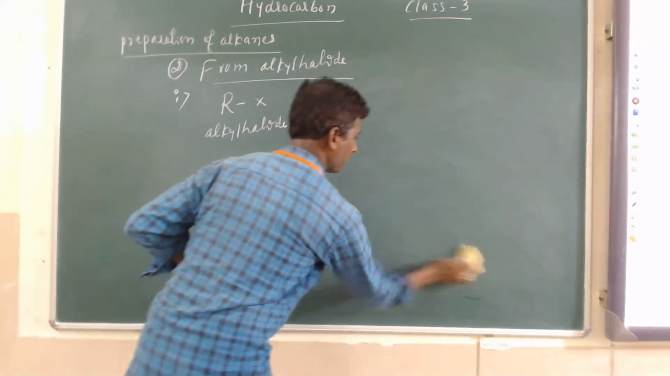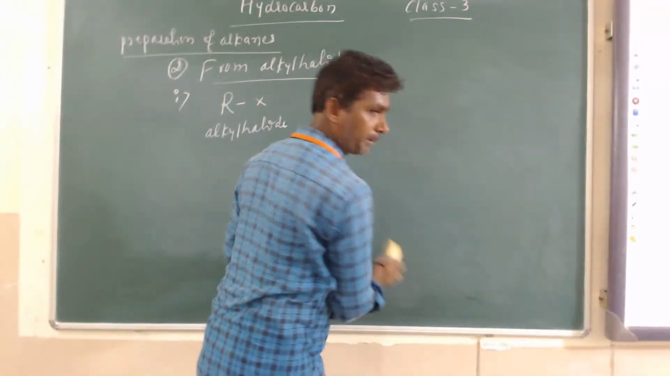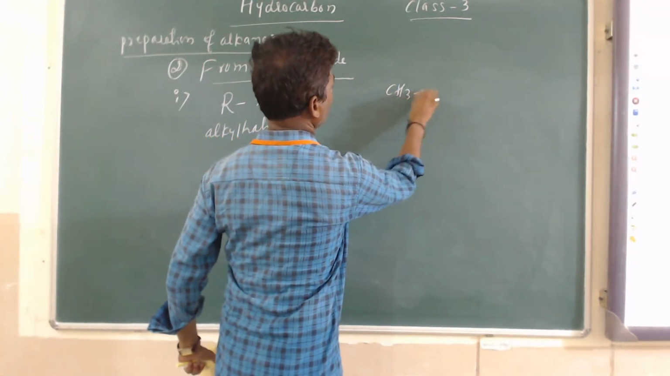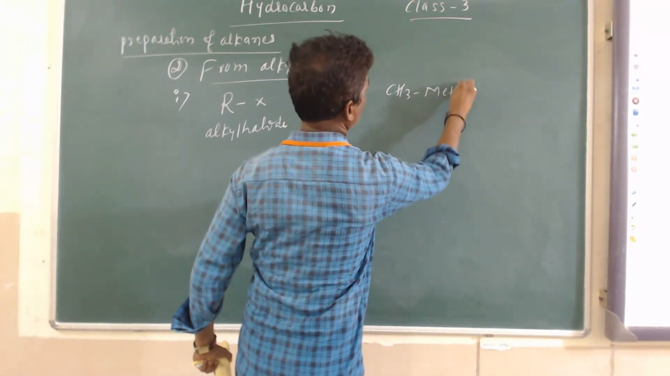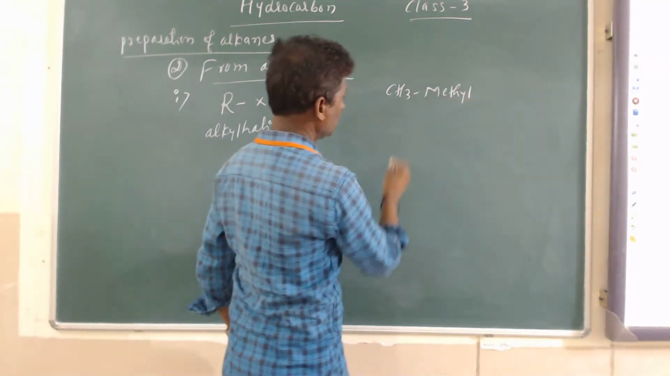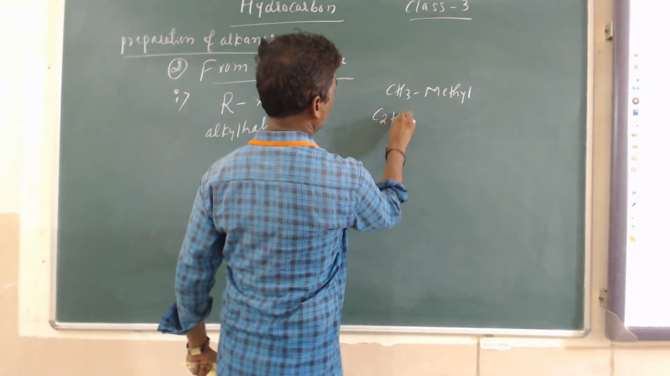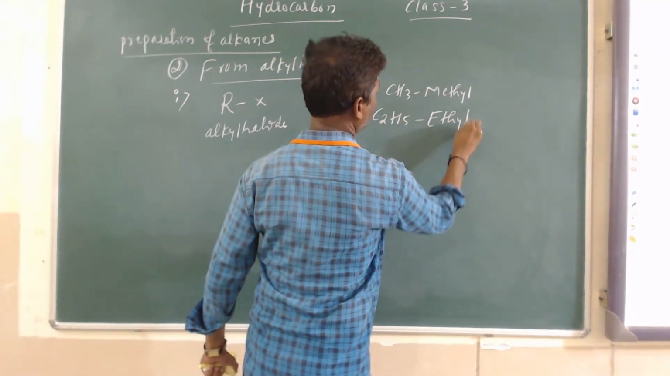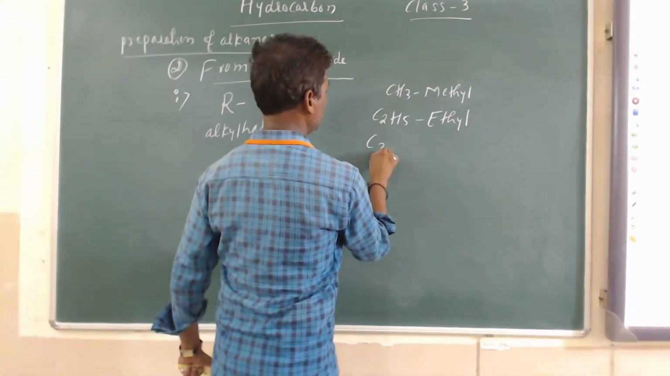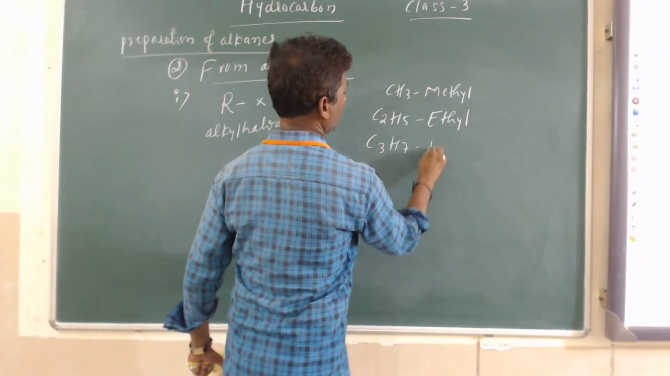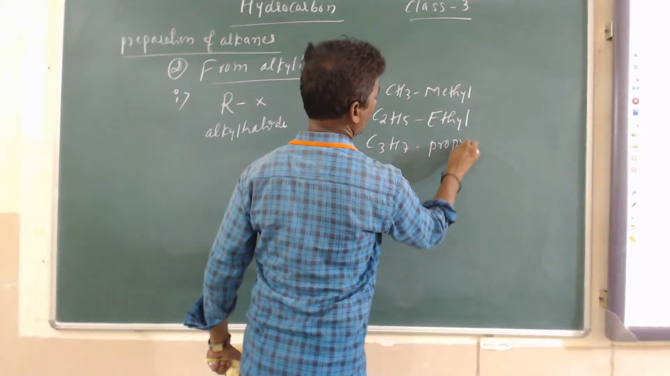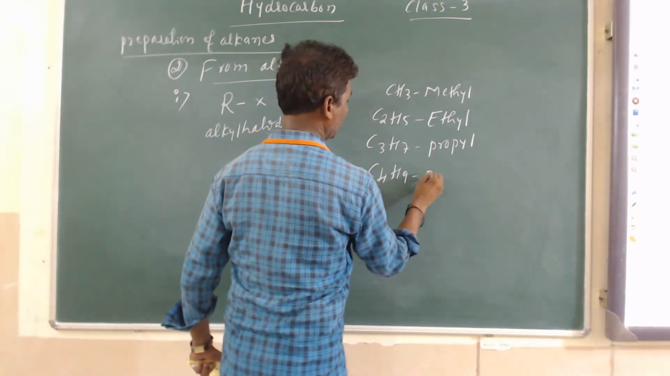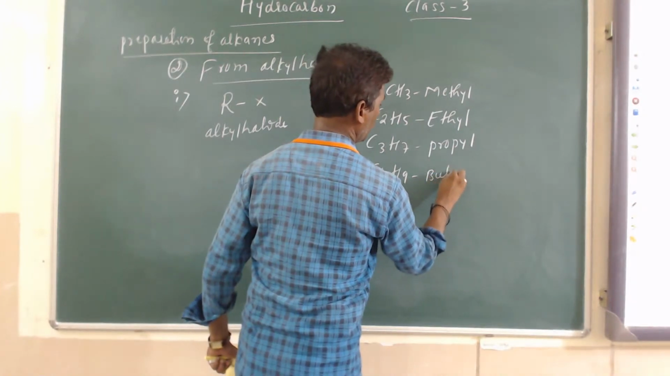Alkyl groups. Once again I will repeat. CH3 is called the methyl group. C2H5 is called the ethyl group. C3H7 is called the propyl group. C4H9 is called the butyl group.